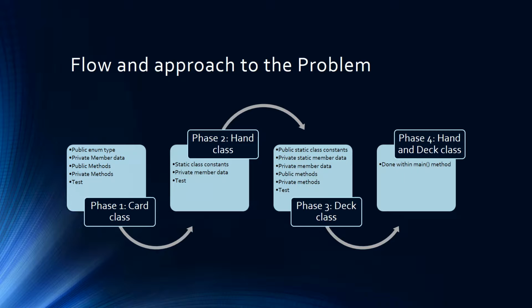In phase 3, we create the deck class. And the deck class will consist of public static class constants, private static member data, private member data, public methods, and private methods. We will also run a test for the deck class. Finally, in phase 4, we will put everything together in a main to display the workings of all 3 classes.